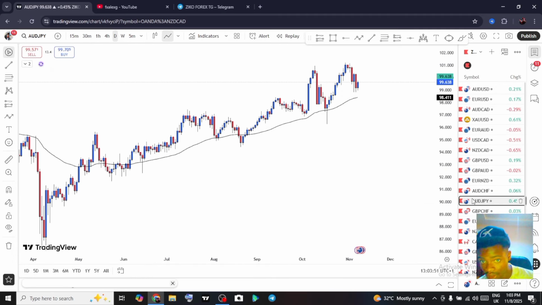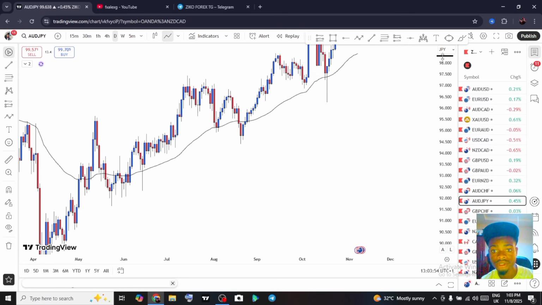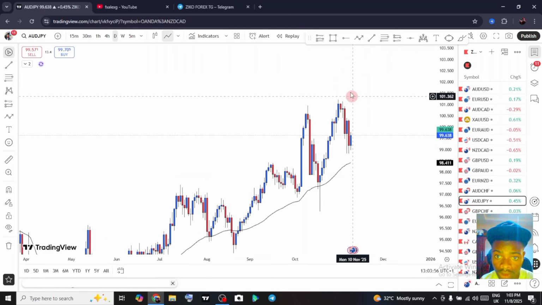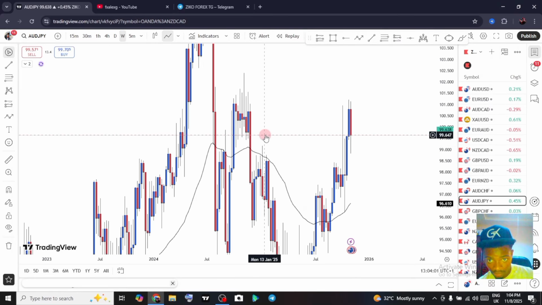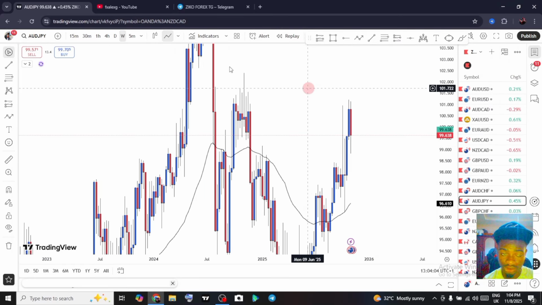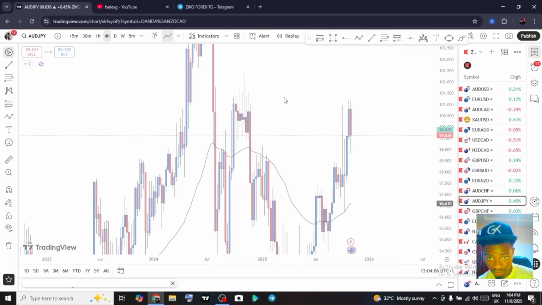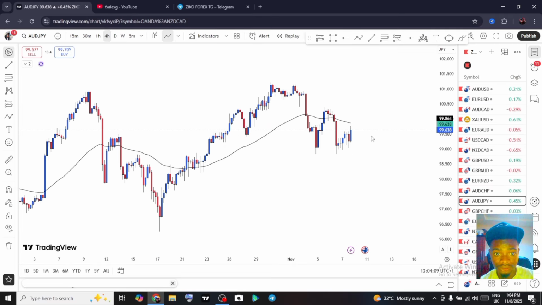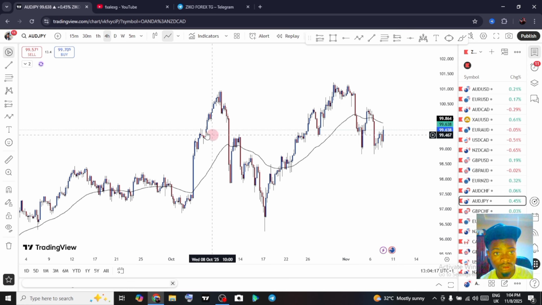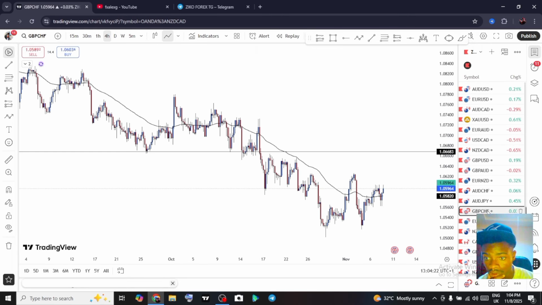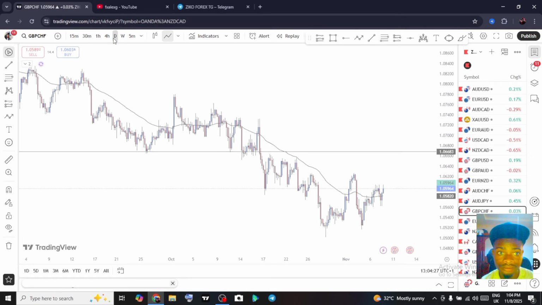So another pair, AUDJPY. This market is actually currently bullish on a daily time frame. On the weekly time frame, the market is also currently bullish, right? The 4-hour time frame is now bearish actually. So we don't even have two time frames in sync. Next pair, please. GBP. Let's go to the daily time frame.